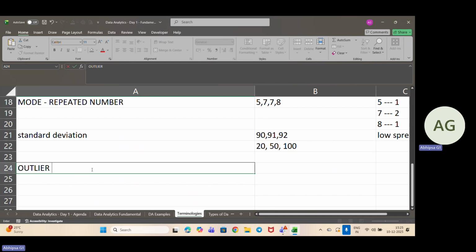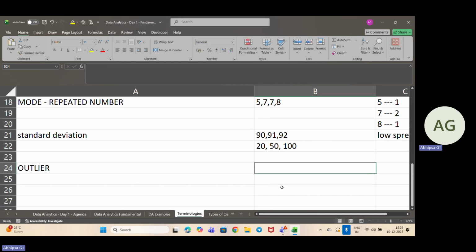What is an outlier? An outlier is specifically a value that is very different from the rest of the values that we are considering. Suppose I have the scores 85, 90, then 88, another around 92, and I have a number around 2.